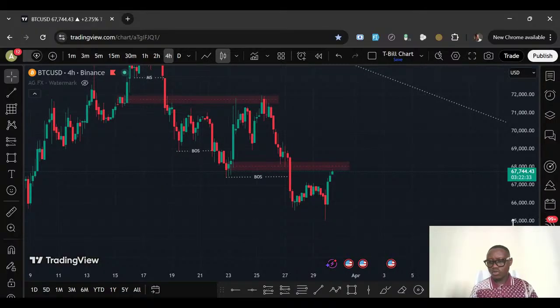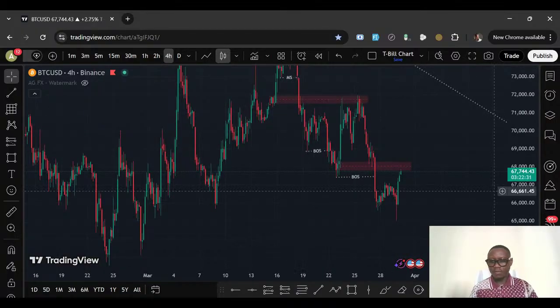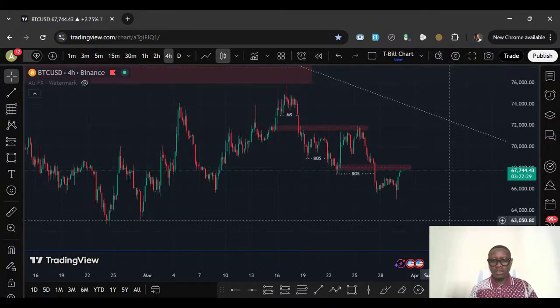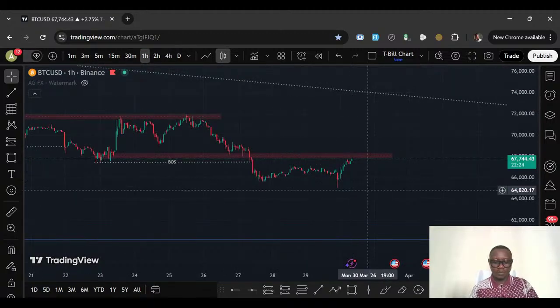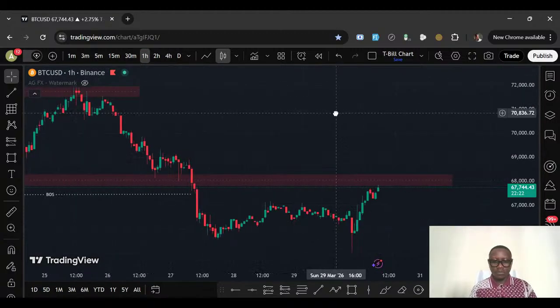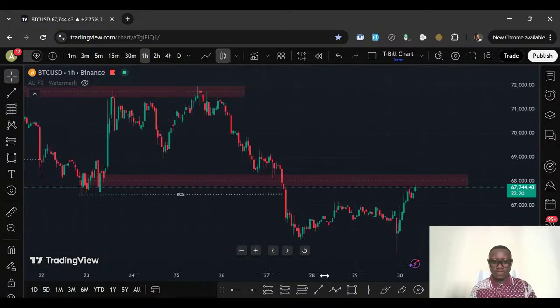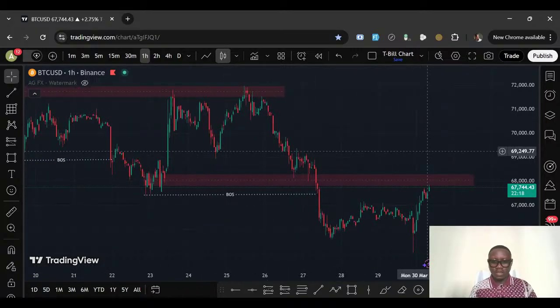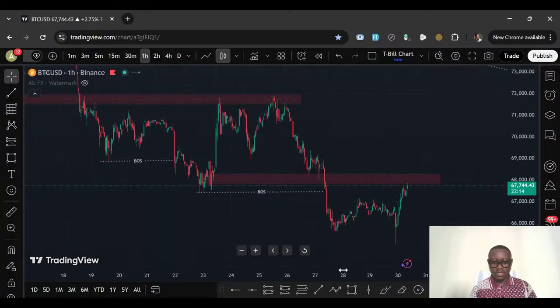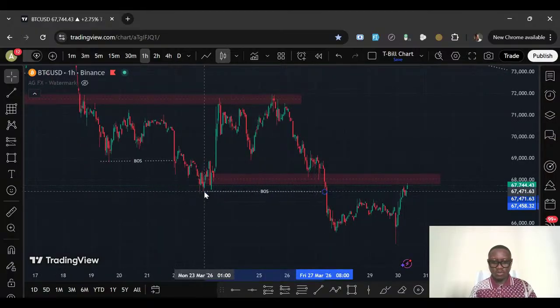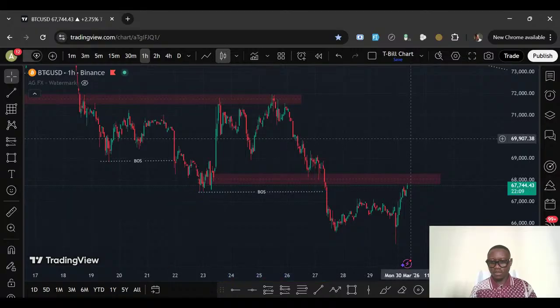Now let's drill down to the 1H time frame to identify our entry. On the 1H time frame, let's reach the structure. We got this break of structure right here as identified on the 4H time frame.